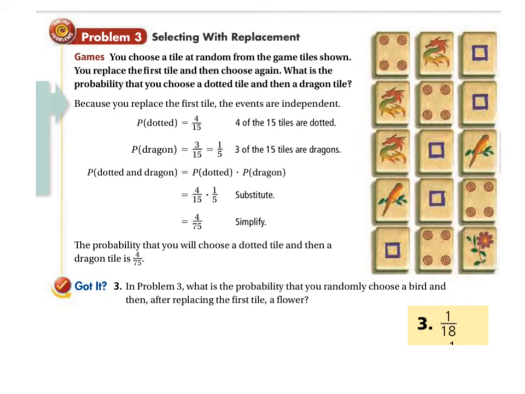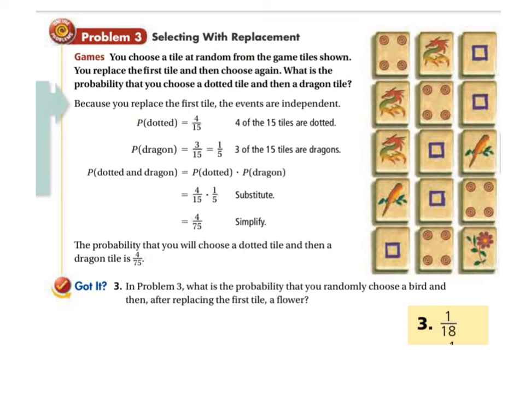So they're independent. You choose a tile at random from the game tiles shown, right? You replace the first tile, then choose again. So you replace, independent. So the probability of something with a dot, right? There's 1, 2, 3, 4 of those. And the probability of then getting a dragon, there's 1, 2, 3 dragons, 3 out of the 15. And then you multiply those two and reduce, right? Don't forget that function, you didn't have to even reduce here. The probability that you will choose a dotted tile and then a dragon tile is 4 out of 75.